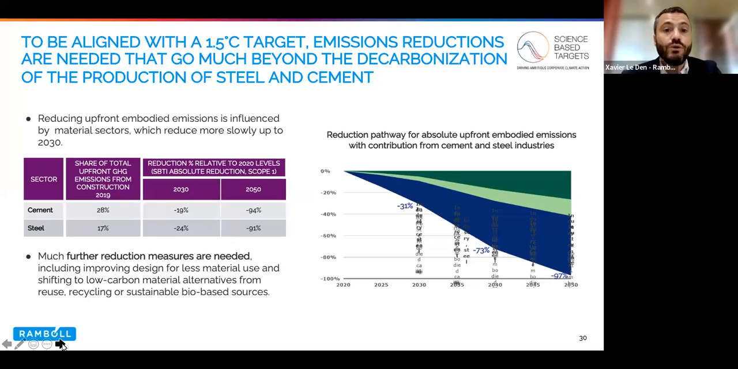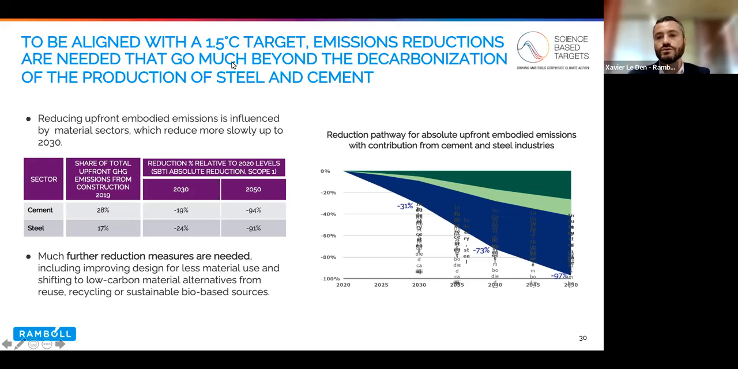To be aligned with a 1.5 degree target, emissions reductions are needed that go much beyond the decarbonization of the production of steel and cement. As you can imagine, reaching 97% of emission reduction, it's an all hands on deck kind of scenario. Here you can see the contribution of cement and steel, which is significant, of course, considering the share of these materials in the upfront embodied carbon emissions.